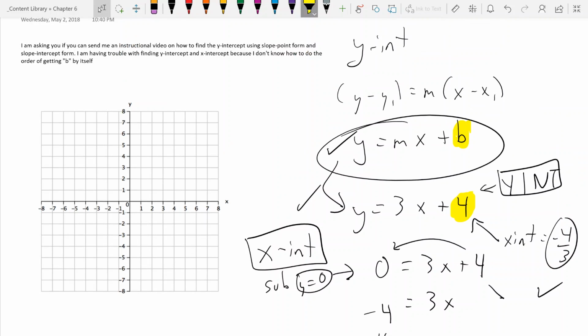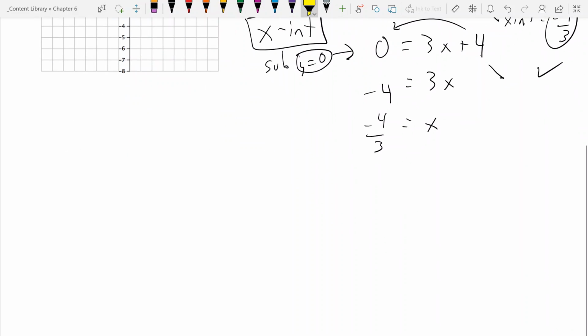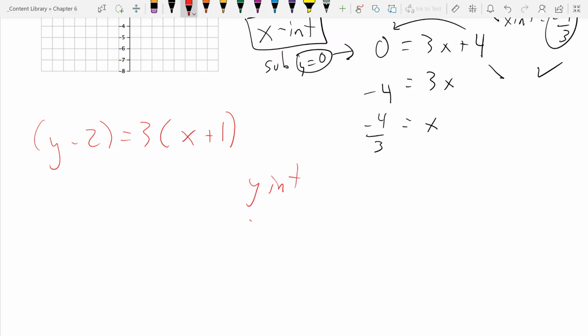Now, let's go back and look over these ones, the slope point forms. So these ones are a little trickier. Let's do an example. Alright, so we have this equation. If I want to find the y-intercept and the x-intercept, we know to find the x-intercept, I'm going to sub y equals 0. The same thing, to find a y-intercept, you're going to sub x equals 0. We have to do this one at a time. Let's do this one first. So, where the x is, I'm going to put a 0.